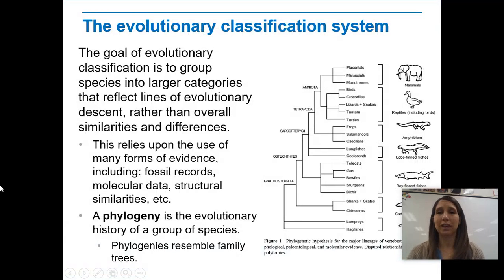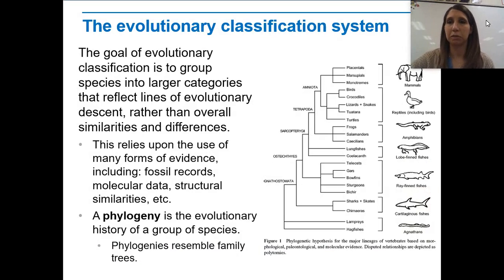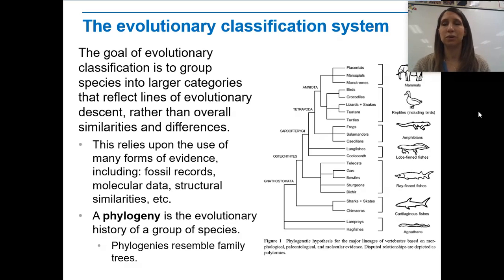So when we look at evolutionary classification, like we are in this section, the goal is to group species according to their evolutionary history. In other words, looking at where they originated from, right? What are their ancestors, and how is it that these species have come to differ from those ancestors over time? What is it that was maybe selected for?